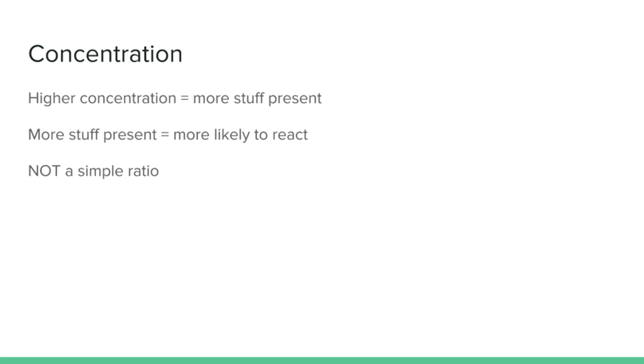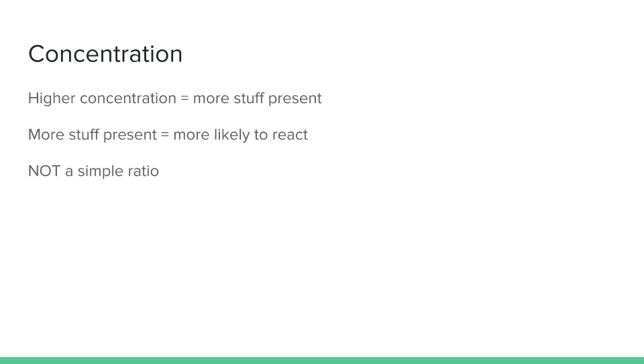And here we have concentration. Well, this is mostly straightforward, but mostly not. A higher concentration just means you have more stuff present. If there's more stuff present, then it's more likely to find the other stuff that it needs to react with, and it's more likely to react.